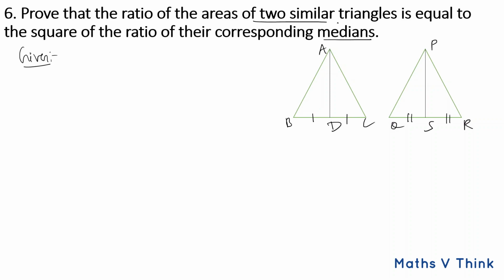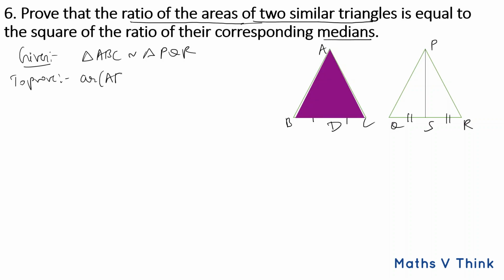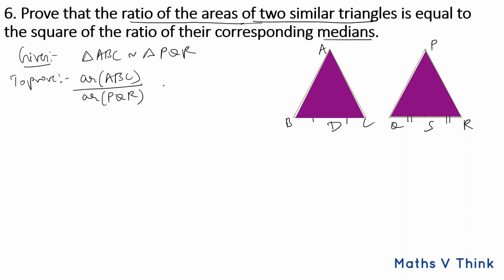They gave two similar triangles. So triangle ABC is similar to triangle PQR. To prove the ratio of the areas of similar triangles, that is area of triangle ABC divided by area of triangle PQR is equal to the square of the ratio of their corresponding medians. Medians are AD and PS. So AD by PS. Now proof.